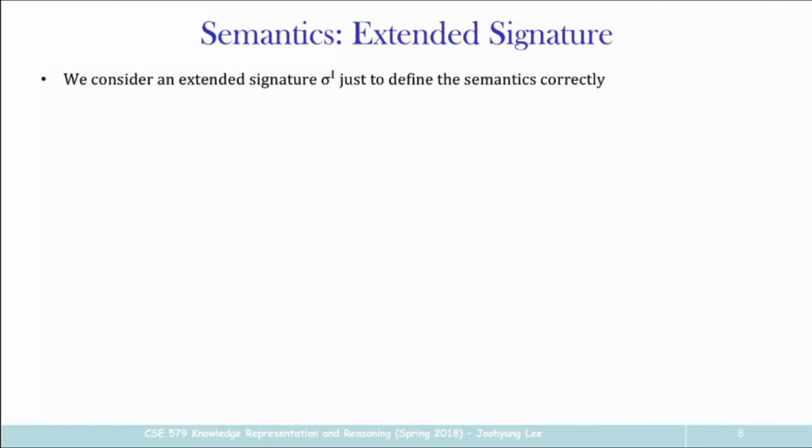Now note here that this is somewhat tricky. This extended signature, denoted by sigma superscript I, is not available to the domain axiomatizer or knowledge engineer. They cannot use it, because that's not the given vocabulary, which means they cannot write a formula using any symbols in this extended signature. They can still write formulas according to the original signature.